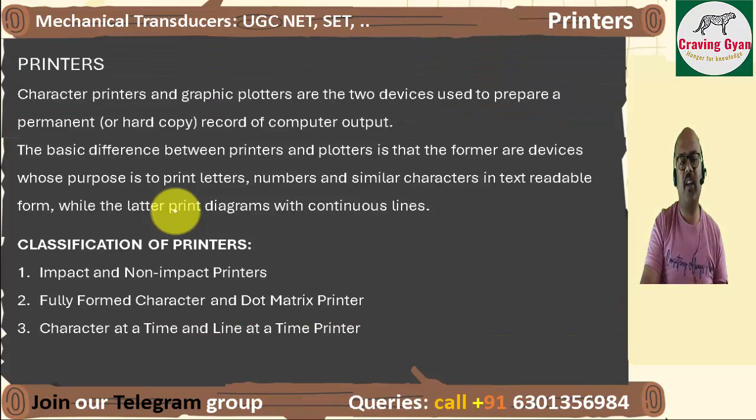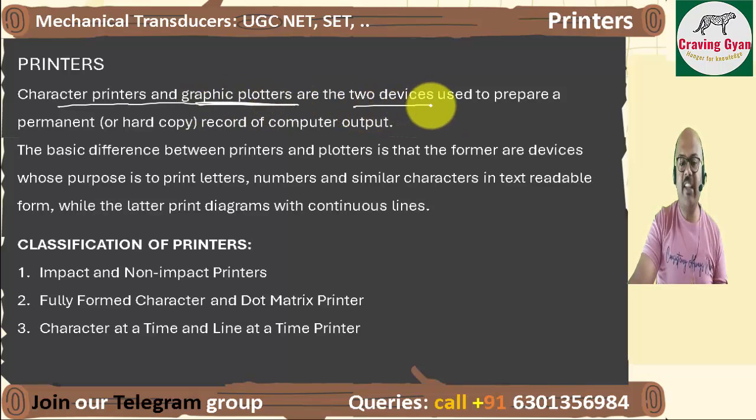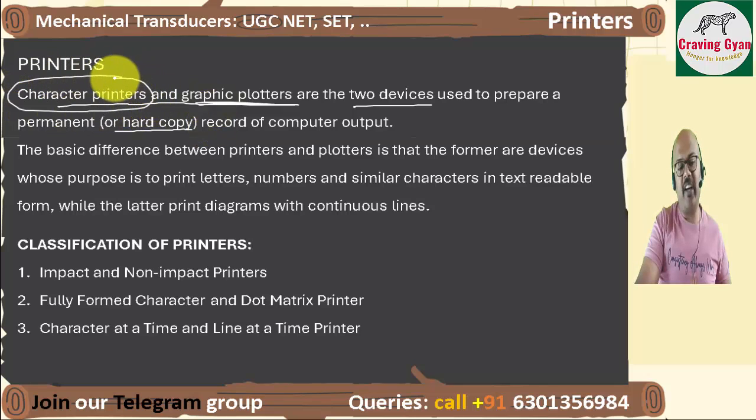Please go through it. Now, if I am speaking with respect to a printer, what you actually mean by printer is the hard copy that is being generated. Printers are used to generate a photocopy. Don't say give me a Xerox of it. The actual thing is give a photocopy of this paper. Xerox is the company name. Character printers and graphic plotters are the two devices which are used to prepare a permanent or a hard copy record of a computer output. But here we try to talk about printers.